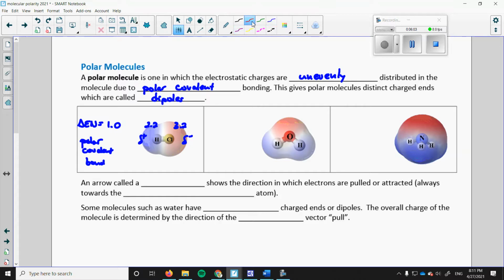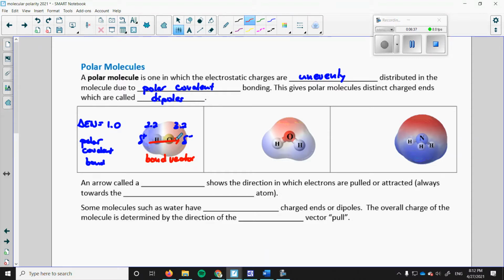And this results in the electrons moving towards and spending more time with the negative side. That means the electrons are unevenly distributed. They're not evenly distributed here, so we have a charged molecule. This arrow here, we call it a bond vector. The bond vector points towards the atom that is more electronegative, that holds onto those electrons a little bit more in the bonding pairs.